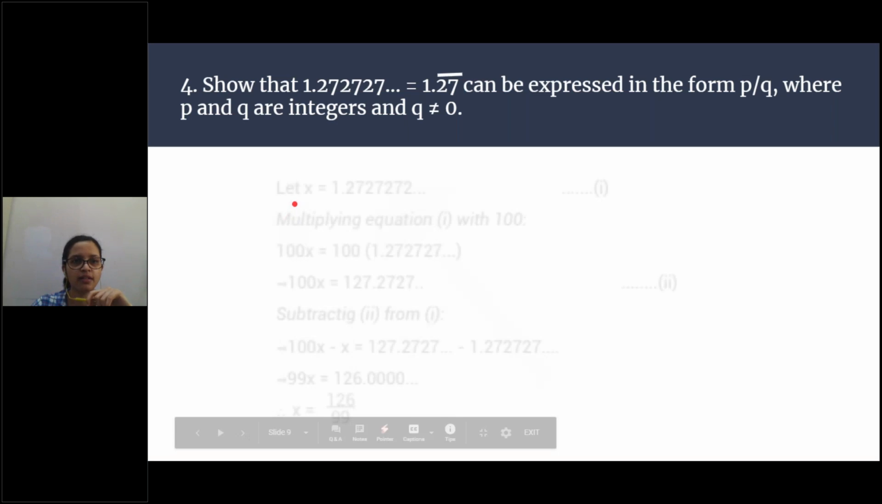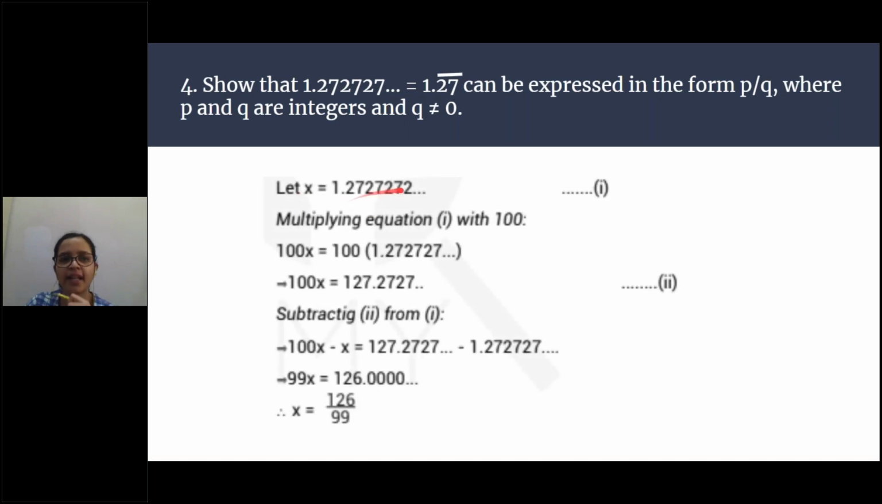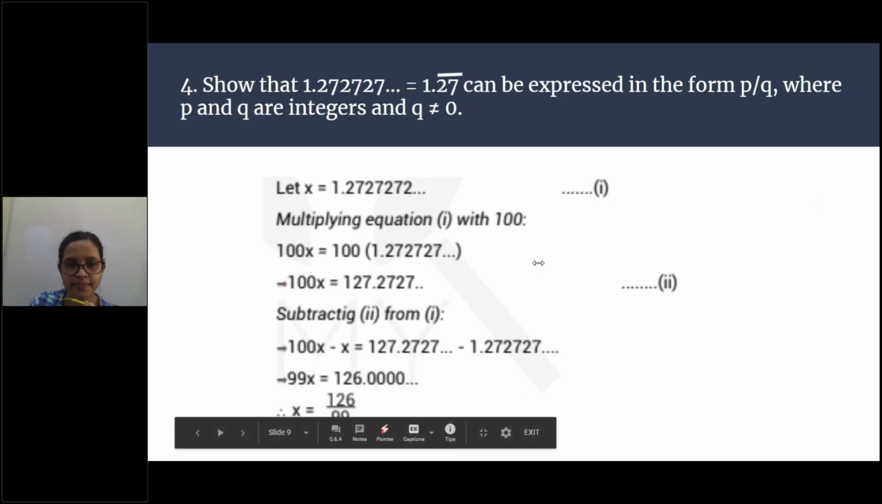So first you will write x as the number, and then since 27 is recurring here, two digits are recurring, right? So you multiply the equation with 100 because two digits after the decimal are recurring. If you do that, you will get the next equation which is shown here. Then you subtract the second equation from the first, so you will get the answer.